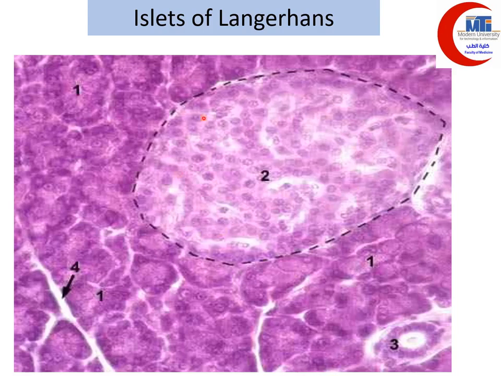This is a light microscopic picture of the islets of Langerhans, showing that these islets are formed of branching cords of cells separated by fenestrated blood capillaries, as it's an endocrine part that secretes hormones directly into the blood.